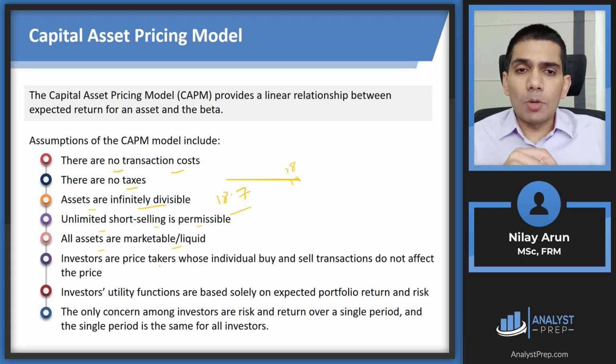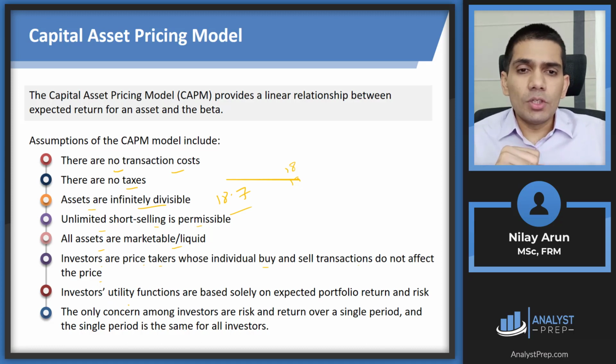Then investors are price takers whose individual buy and sell transactions do not affect the price. Now, this assumption by and large is true. So typically an individual cannot move the entire market. So generally you would take the market that is available, you take the price that is available in the market. So this assumption is something that does hold true in reality to a large extent.